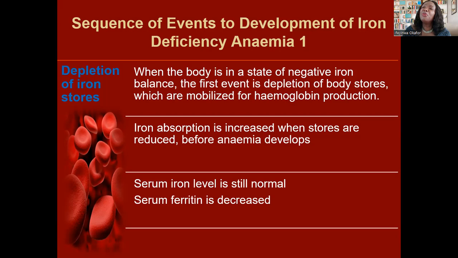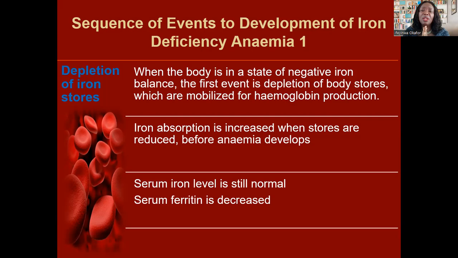So the red cell that is eventually produced is no longer rich in iron. So even when it is recycled, the individual might not get enough iron to keep on using. So you now start having frank iron deficiency anemia. An individual can be iron deficient, having used up all the iron stores, without having iron deficiency anemia. Let us look at the sequence of events that leads to development of iron deficiency anemia.